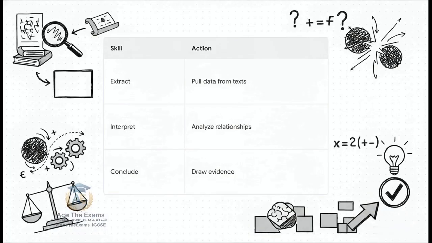How do the forces during impact change the momentum? Finally, you must conclude by drawing evidence-based outcomes. You aren't just guessing the final speed, you are providing an undeniable mathematical conclusion based on the extracted evidence. This is exactly why rewriting your answers to fit this structure immediately adds marks.